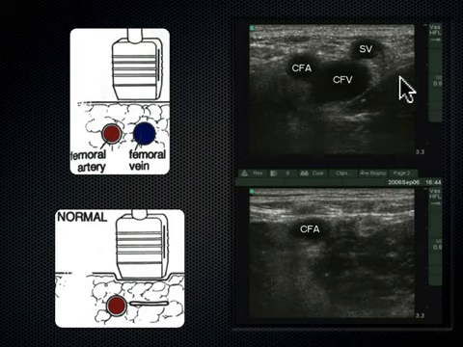And this is an example here of without compression. Down here is with compression. We can see here the saphenous vein as it joins into the common femoral vein, very proximal. And this is our common femoral artery without compression. And then we compress those structures down. The veins totally collapse, therefore there's no blood clot.